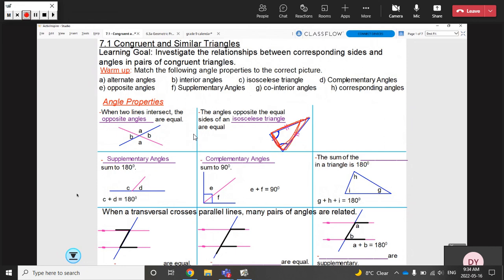All right, this one over here. The sum of the blank in a triangle is 180. Now be careful here, because there are different types of angles that exist, and I think in this one we're talking about interior angles. Because if we're talking about exterior angles, it would certainly be not 180. It would be, I think, 360.